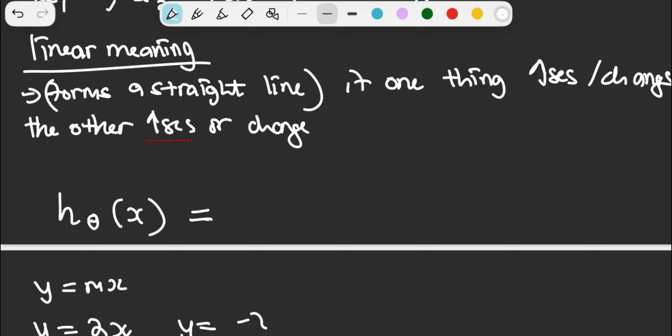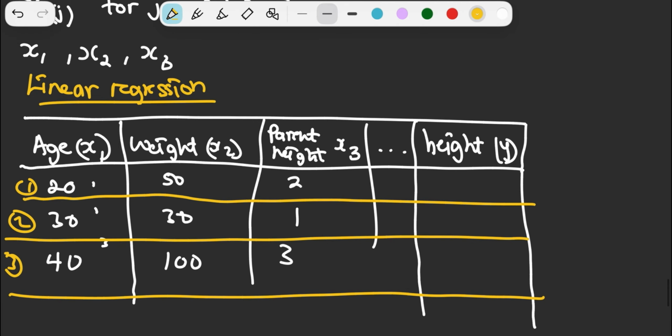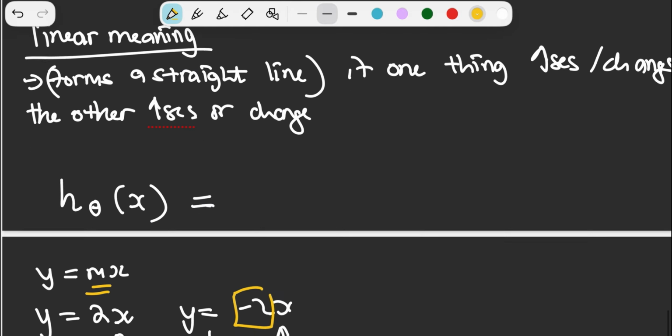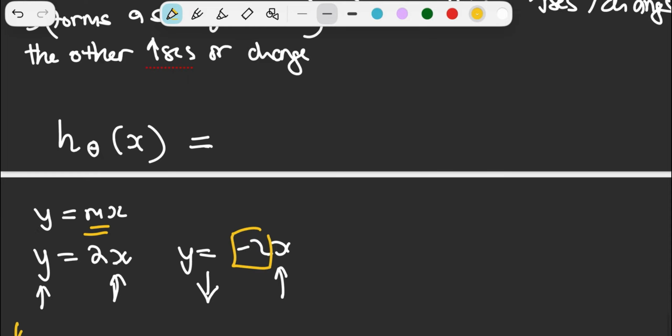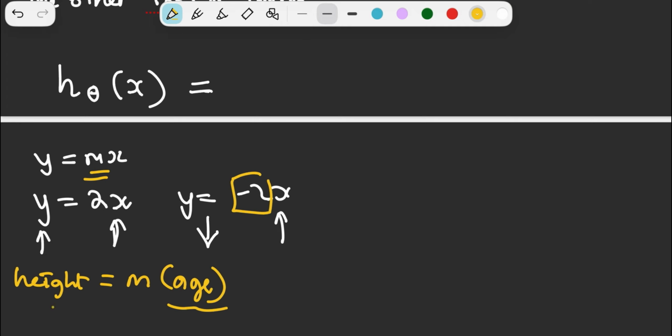If y is equal to negative 2x, that means as x increases, y is going to decrease. So this parameter has helped me capture the relationship between x and y. And you see why I need a parameter, because think about this: as the age increases, you can expect the height to go up. So you can expect that height and age are related in this fashion, height is equal to m times age. So you can basically tell that as you increase the age, the height can increase.